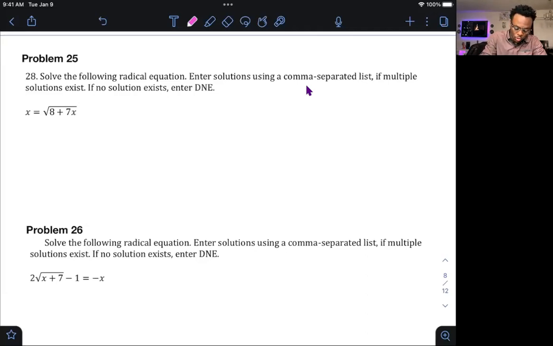Then you can just raise both sides to the second power. So that's x squared equals 8 plus 7x, because the square cancels the radical, so you have an equation that has no radical anymore. Then since you have a square, you will think of a quadratic equation, right?